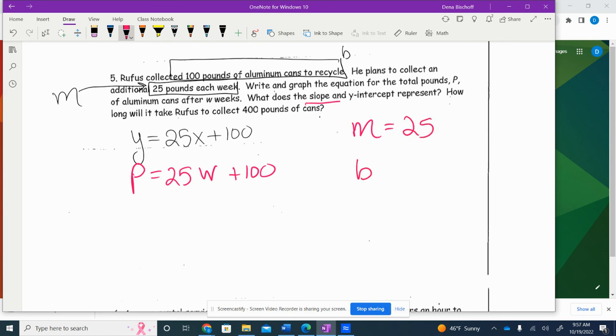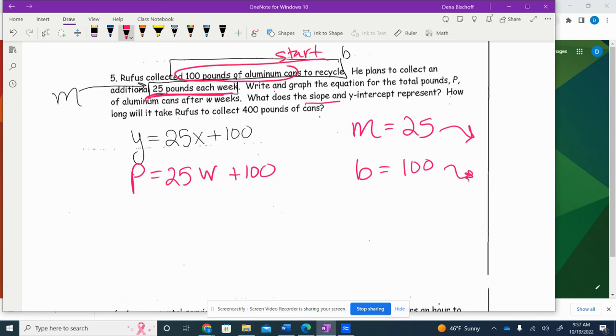And what does the y-intercept represent? Not what are the numbers, but what do they mean in terms of the problem? So you should be able to tell me what they mean. It tells you right here. It means this, or it means the start, right?